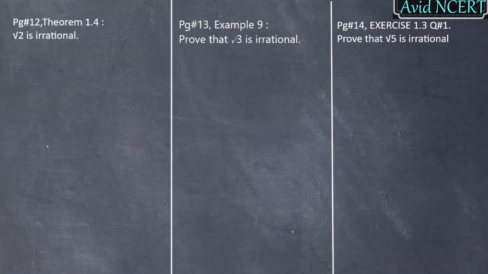First step is to prove root 2 is irrational. This is the first step. Now, second step is assume. So let's assume root 2 is rational.